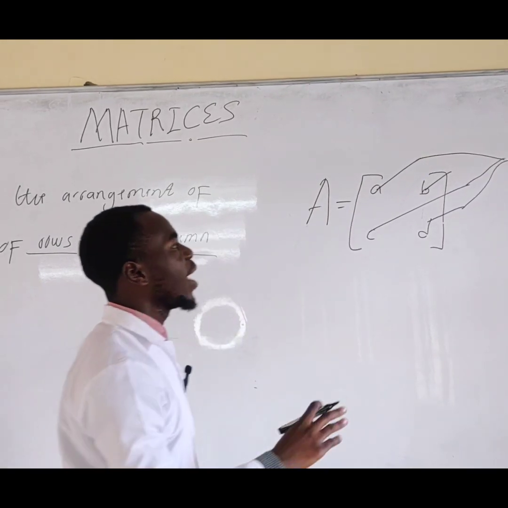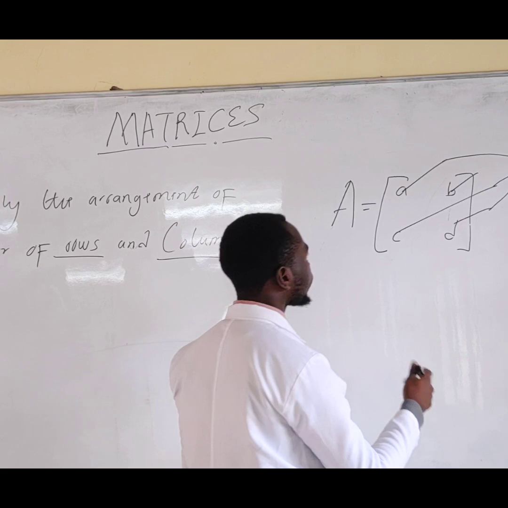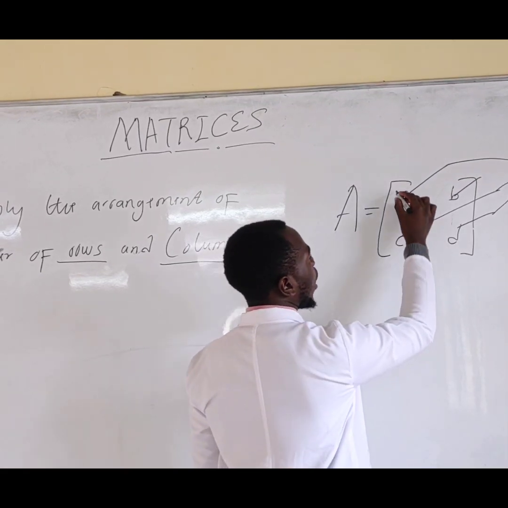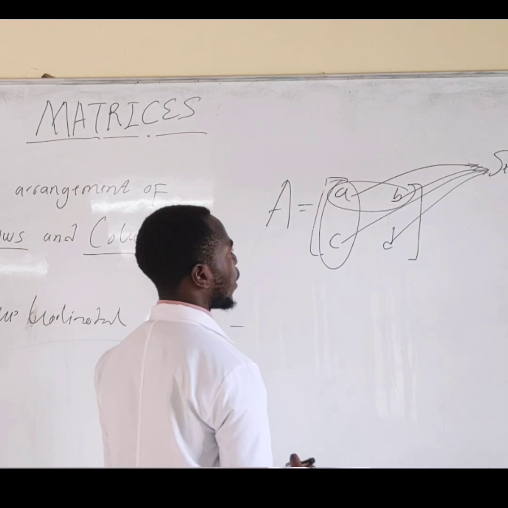Now these elements are arranged in a certain order. An order of what? An order in row and in column.